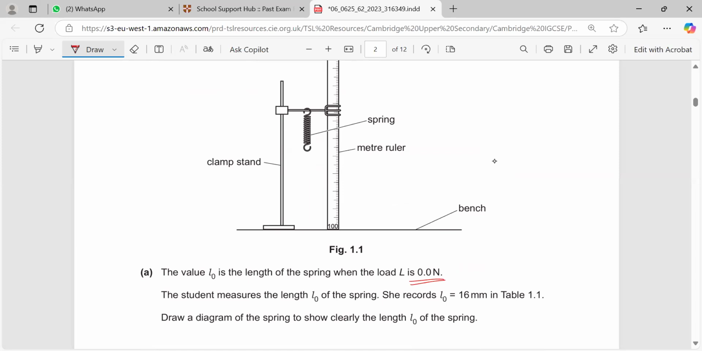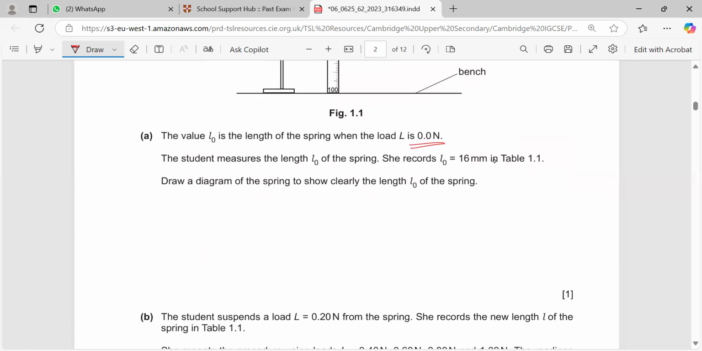Then, my dear friends, next is the student measures the original length of the spring. She records L0 is equal to 16 millimeters, and that is mentioned in the table.